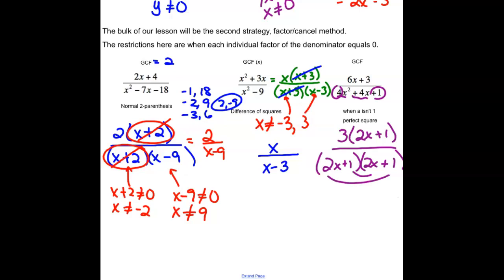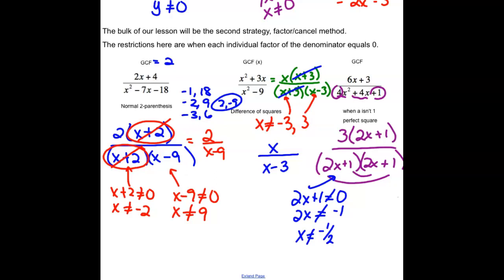Now we're going to look at restrictions. Both factors in the denominator are 2x plus 1, so we only have to worry about figuring this out once. Subtracting our 1 over, we have 2x cannot equal negative 1. And then dividing out our 2, we would say x cannot equal negative 1/2. So we have our restriction listed.